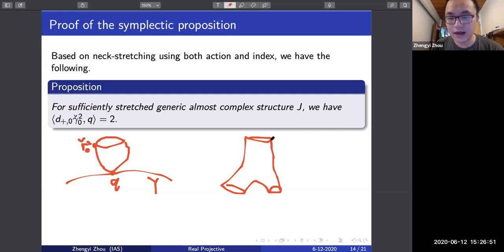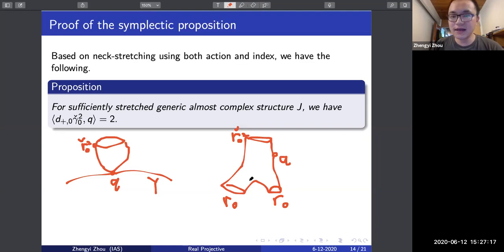At the top level, I'm not going to focus on any lower level thing. You have a point constraint here, Q, and you have a point constraint here, gamma 0 square check. Here it will be asymptotic to some Reeb orbits on the boundary Y. But the claim is, if we have a breaking like this, there's only one possibility, which is like this.